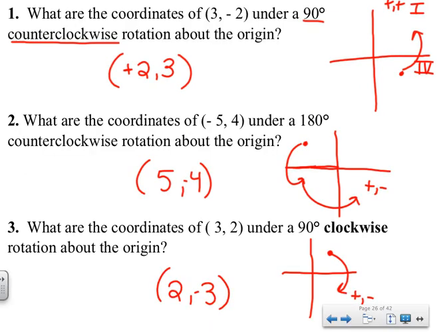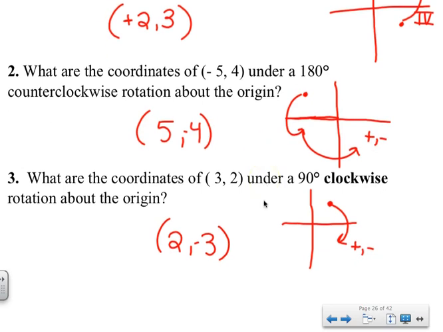Got a positive 5, negative 4. So again, negative 5, positive 4 is up here in the second quadrant. 180 degrees is 2 turns, so move it 1, move it 2. So I'm over here in this fourth quadrant, which has signs positive, negative. So I did not have to flip because I went 180 degrees.